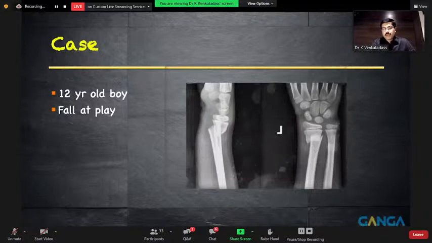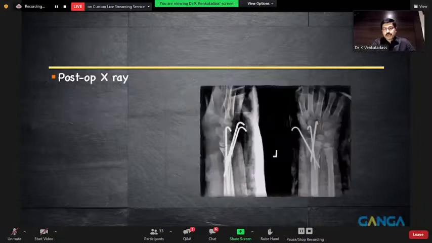If I get the patient on day one like this, I would manage this with an in situ plaster and call him for a check X-ray after a week. So this patient was managed elsewhere. The surgeon decided to do closed reduction and pinning, and this was how it was done.